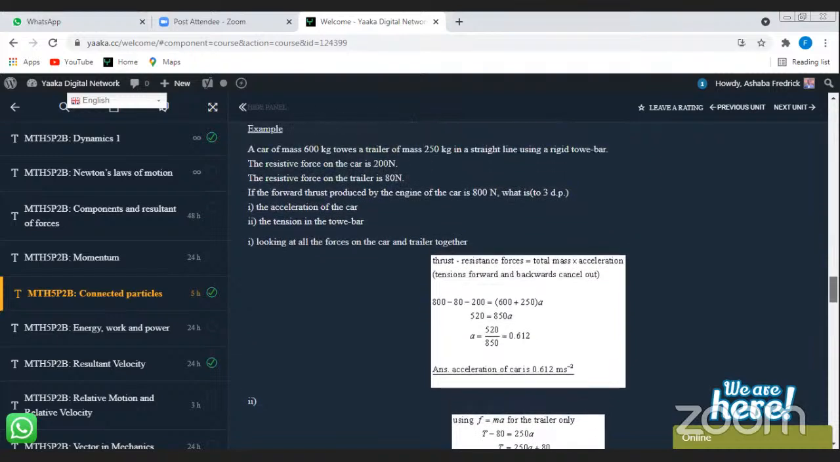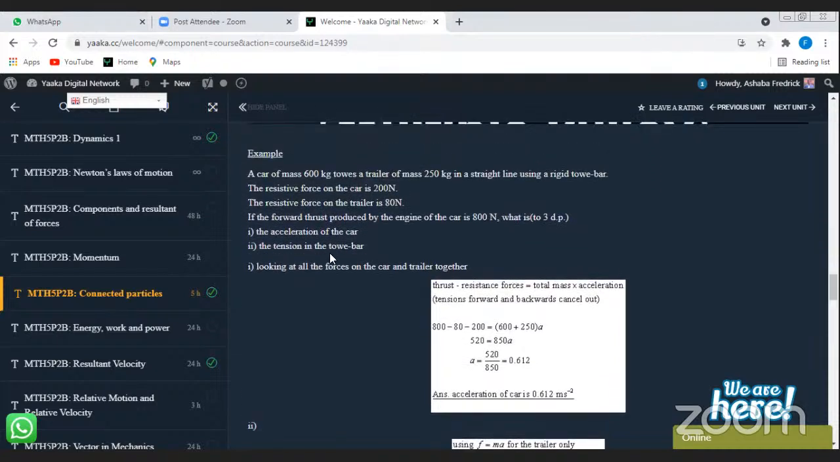Then we have this example, which says a car of mass 600 kilograms tows a trailer of mass 250 kilograms in a straight line using a rigid tow bar. The resistive force on the car is 200 newtons, and the resistive force on the trailer is 80 newtons. If the forward thrust, in other words the forward force produced by the engine of the car, is 800 newtons, what is the acceleration and the tension in the tow bar?